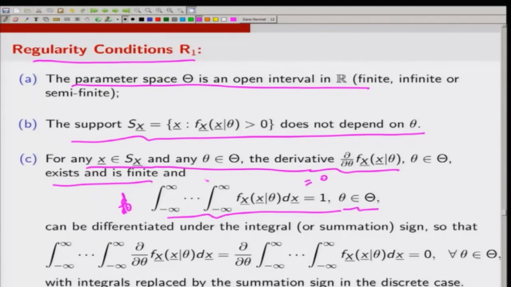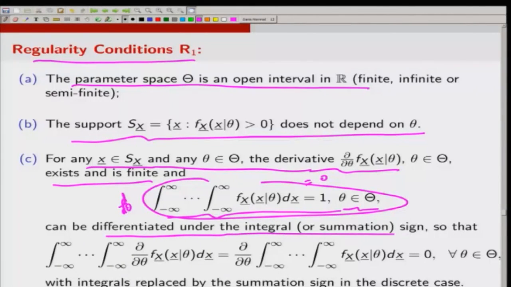So I am saying that in this expression, I can differentiate under the integral sign, so that once I take d by d theta inside, I get this, which is the same as 0, because the derivative of 1 is 0. So what I assume is that the integral of del by del theta of f_X(x given theta) dx is always 0, which is the same as del by del theta of the integral of f_X(x given theta). Of course, the same thing I am assuming in the discrete case, except that there this integral would get replaced by the summation sign.